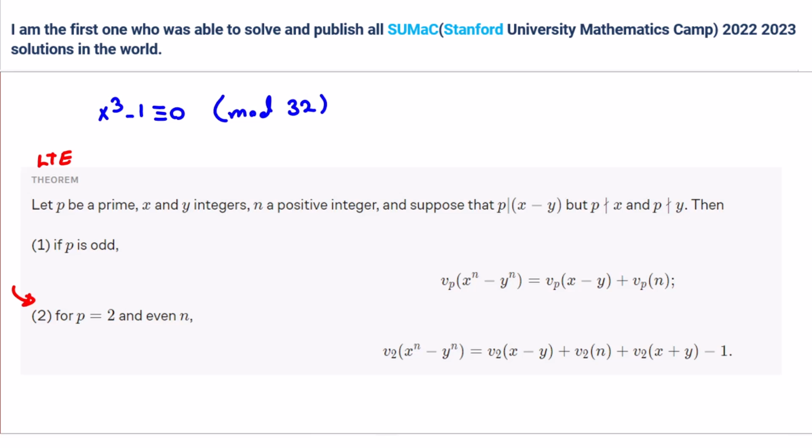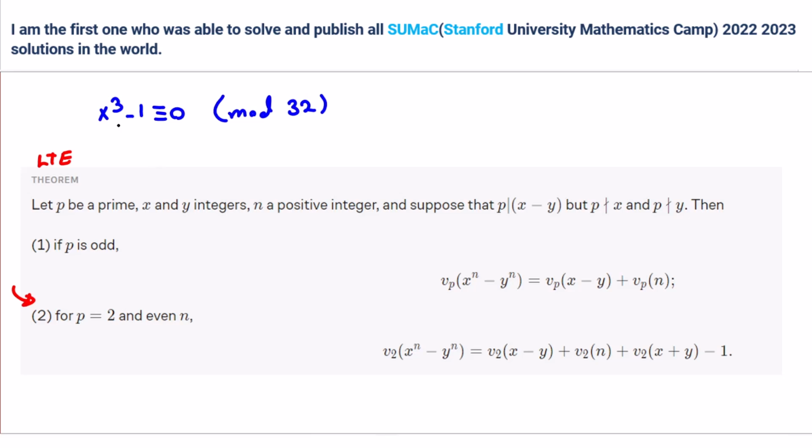So in this case, would y equal 1 and n equal 3? You've concluded what? Would y equal 1 and n equal 3, but n has to be even. Okay.